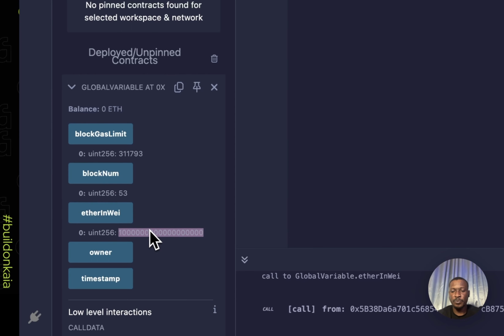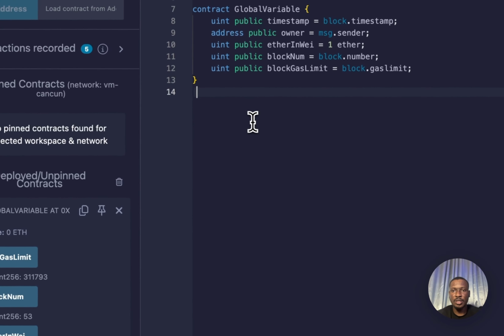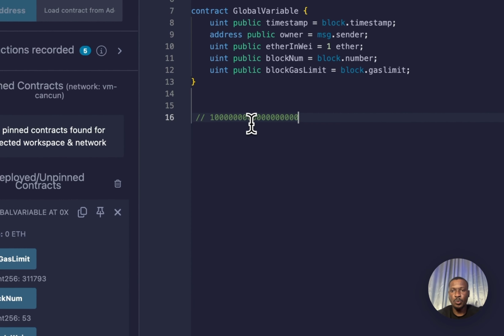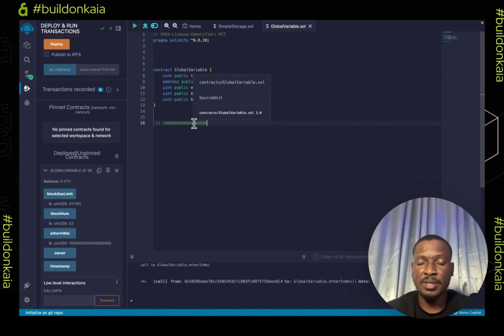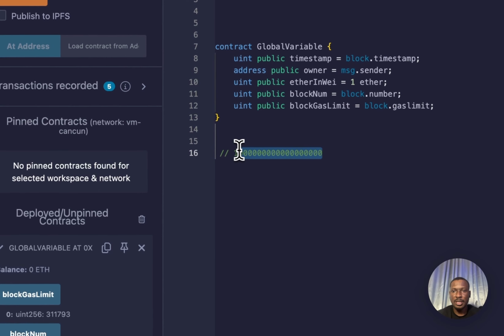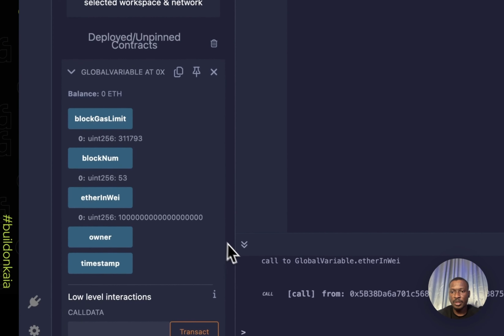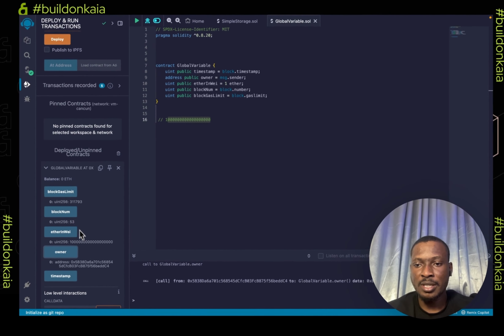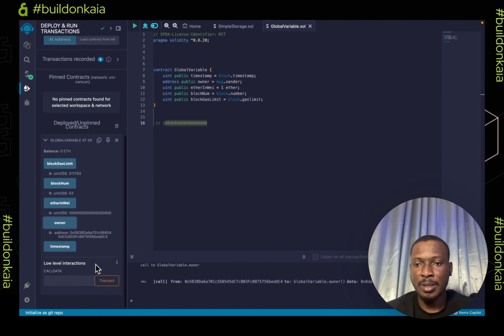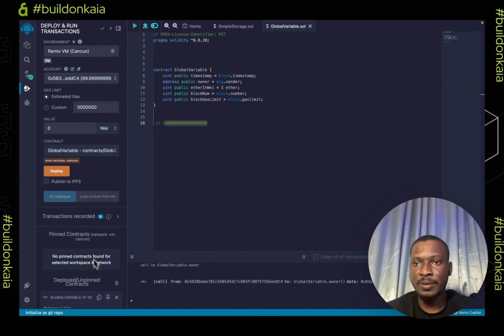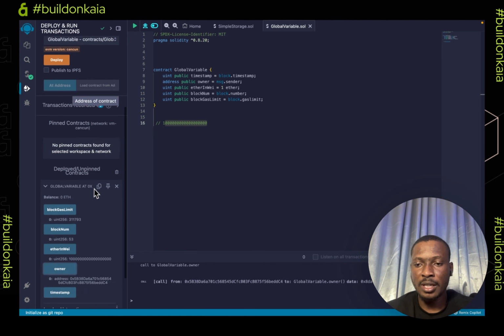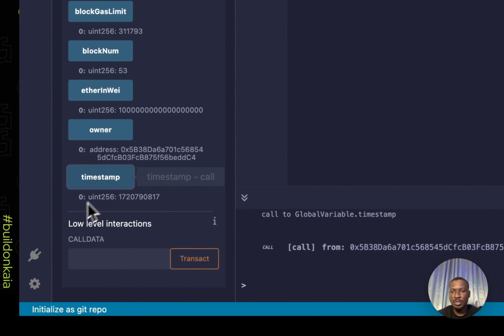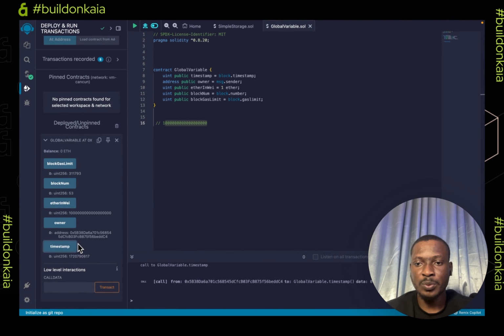Ether in Wei: we have this value. We mentioned that Ether is 1e18, which is 1 times 10 to the power 18, and 1 with 18 zeros. If you count this, it's going to be 18 zeros. Let's also check owner. Owner is the message sender, the person that called, or that sent the message. In this case, it is this address. We also have timestamp. This returns the block.timestamp, as that's when this function was called.